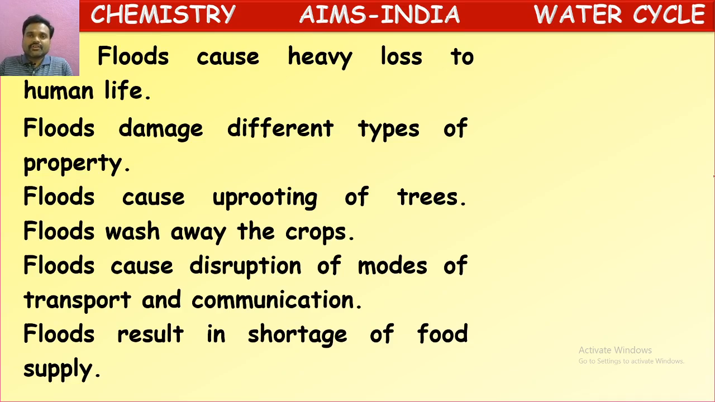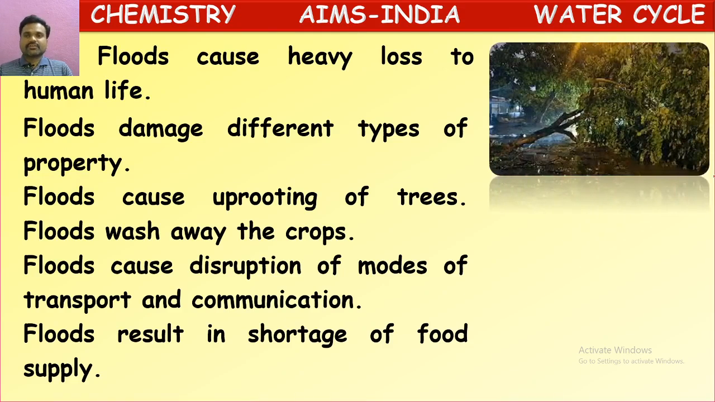Floods cause disruption of modes of transport and communication. Yes, they may cause a disturbance to communication and transport also. Why? Because when floods occur, these roads will get damaged, so the vehicles cannot move, and vital transport and communication cables like electrical wires and cable wires will be cut off. The poles will often fall down. Because of this, communication also will be disturbed.